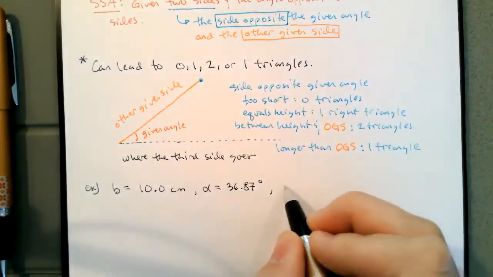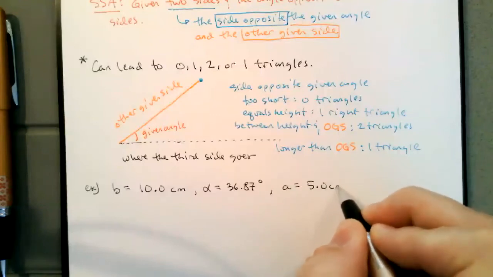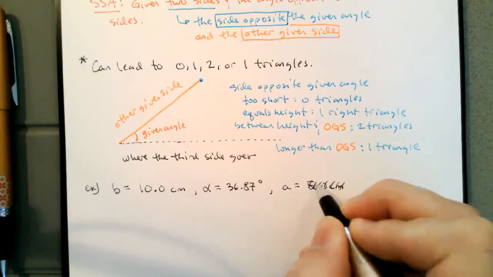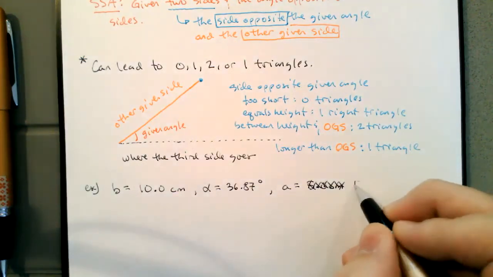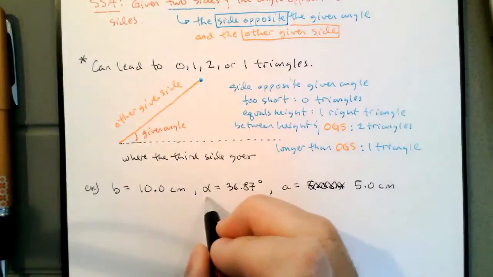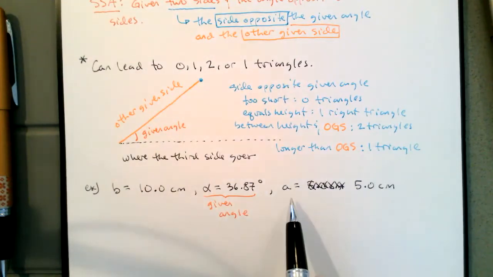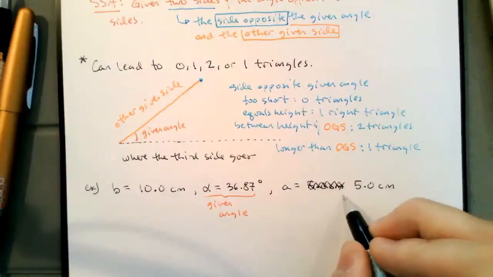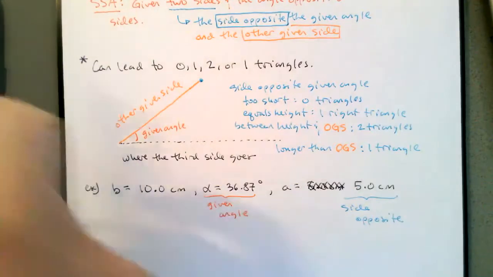And then we need A. A is going to be the side opposite the given angle. Let's see. Yeah, actually 5 is going to work. So just make sure we identify our parts. Alpha is the given angle. A is the side opposite the given angle. So A is the side opposite. And B is the other given side.